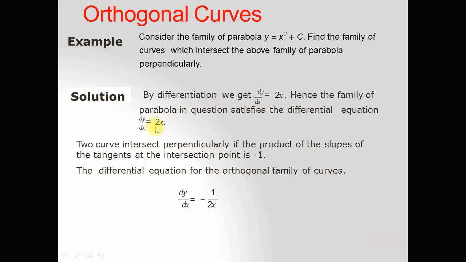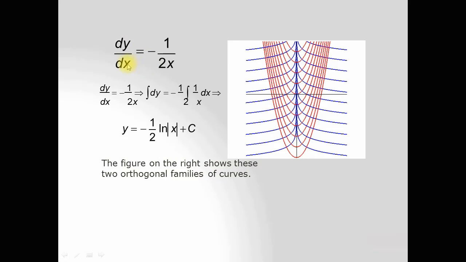Now taking the slope of the tangent of the required orthogonal trajectory, for this purpose we take the negative reciprocal of this differential equation, and we obtain dy by dx is equal to minus 1 over 2x. And this is the differential equation of the required orthogonal family of curves. Now by separation of variables we obtain dy is equal to minus 1 over 2 integration of 1 over x.